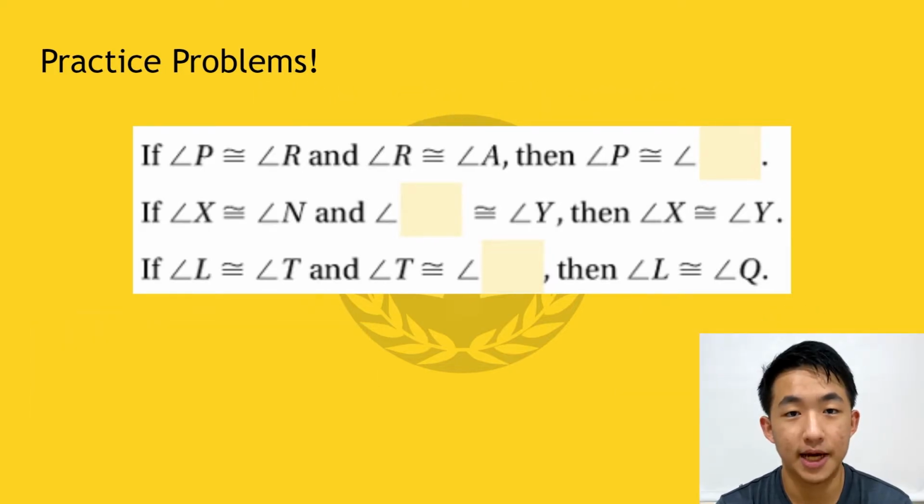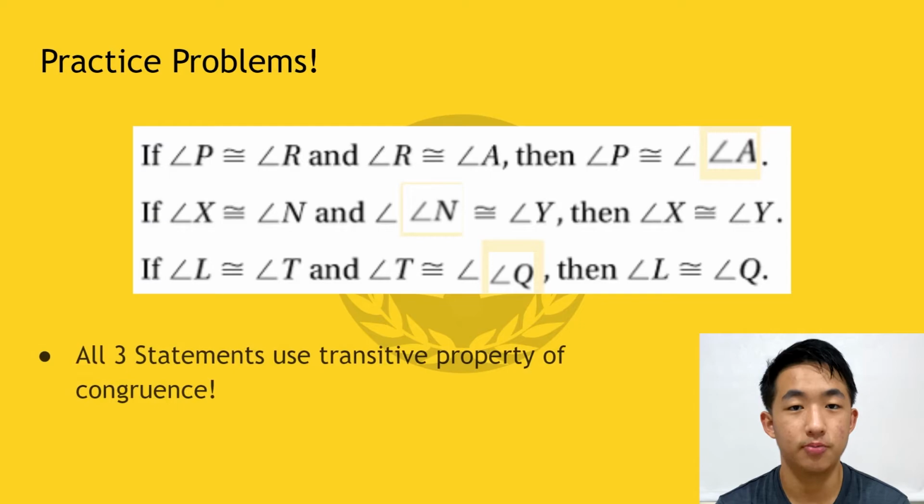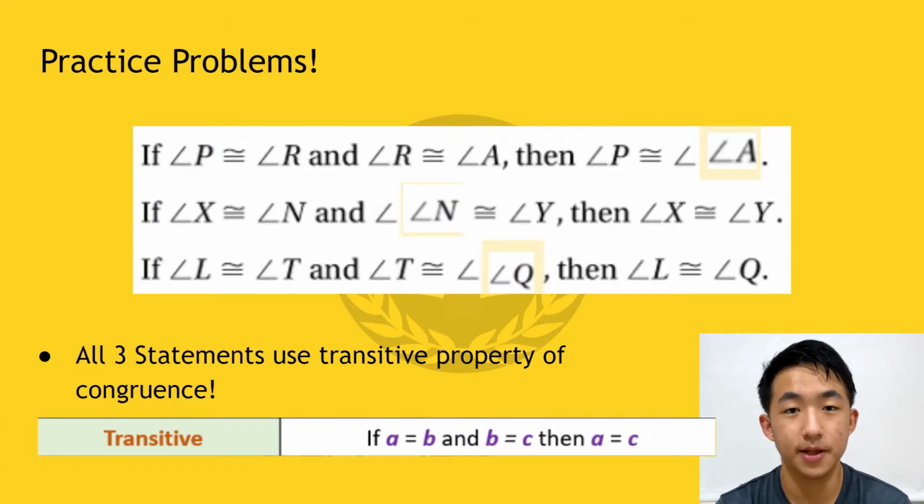Okay, time has now elapsed. Let's reveal the answers. So here are the answers to these problems. As you probably can tell, all three problems use the transitive property of congruence. This is the property where if A equals B and B equals C, then A would equal C as well.